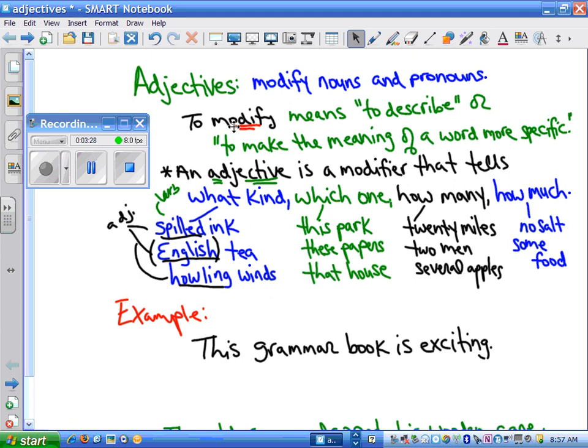And the same is true with these next examples. Which one? This park, these papers, that house. And I'm sure you're saying, well, wait a minute. I thought earlier you said those were demonstrative pronouns, because indeed they are. All 3 of them. This, these, that. Those are demonstrative pronouns. But in a sentence, here we're using them as adjectives that describe park, papers, and house.